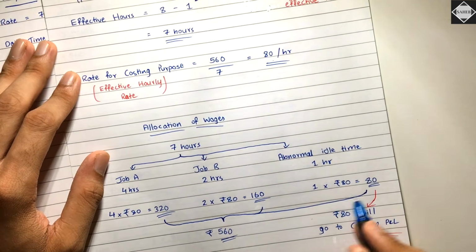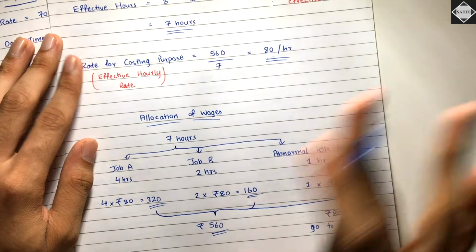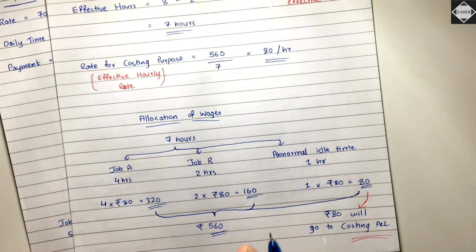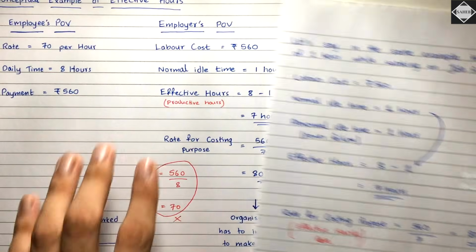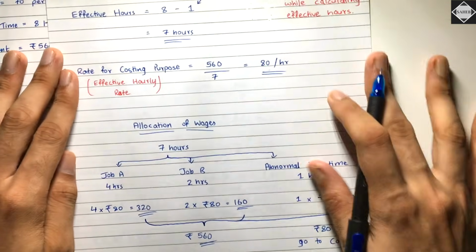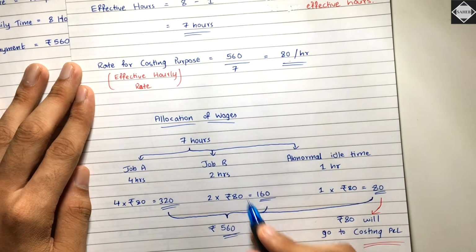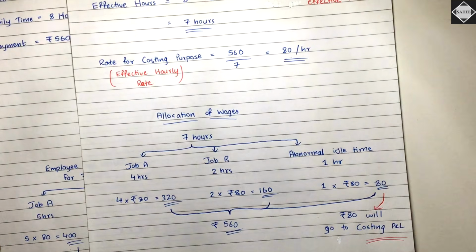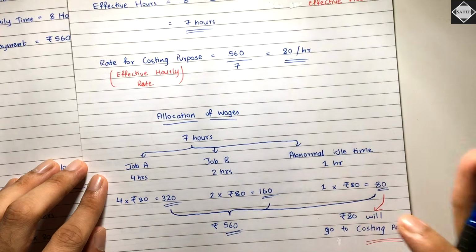So see here, 320 plus 160 plus 80, that's equal to 560. Now you have to understand, 560 has been paid to the worker. Worker has got 560 and he has gone home. But on that day, from the accounting perspective, what has happened? In job A, we have added a labor cost of 320. In job B, we have added a labor cost of 160. So this has been recovered from the customers of jobs A and B. And this 80 has not been recovered from any customer of any job.